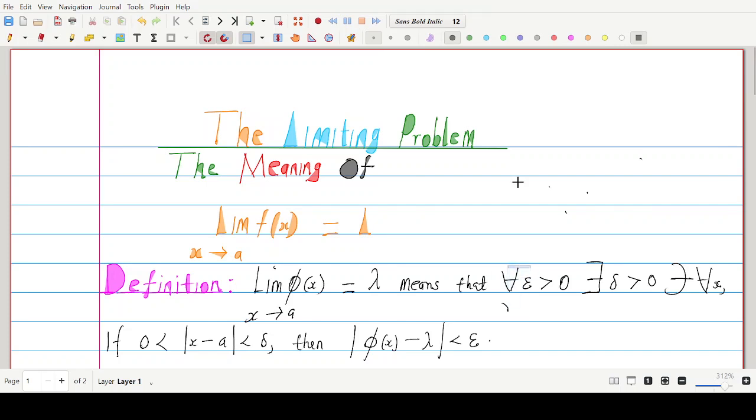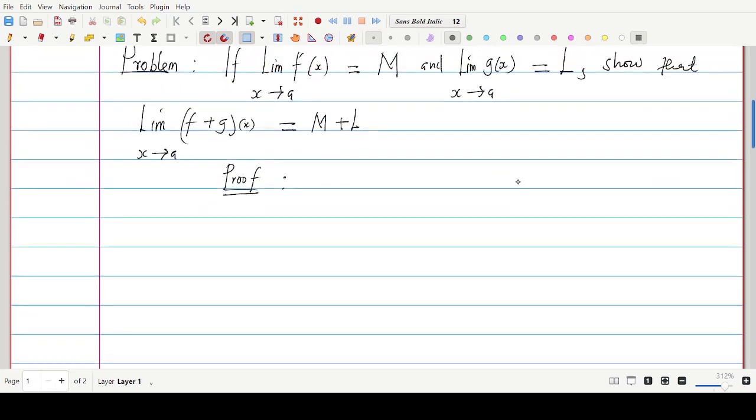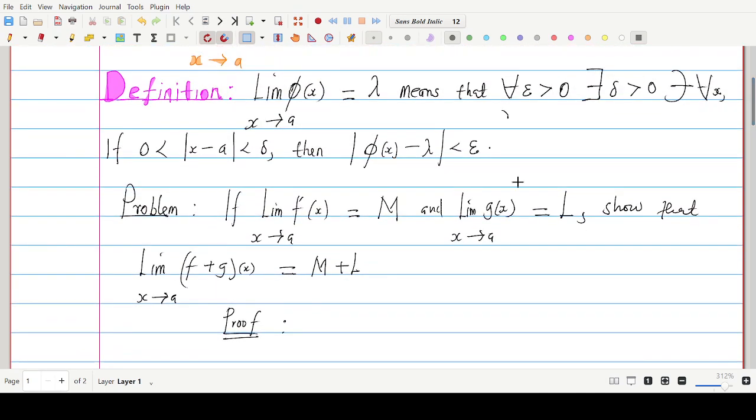For all positive numbers epsilon, there exists, this symbol here means there exists, a positive number delta, this delta you are seeing here, such that for all x, if this condition holds, that is, if the modulus of the difference between x and a is in between 0 and delta, then this is true. That is to say, this condition holding implies that this condition over here also holds true.